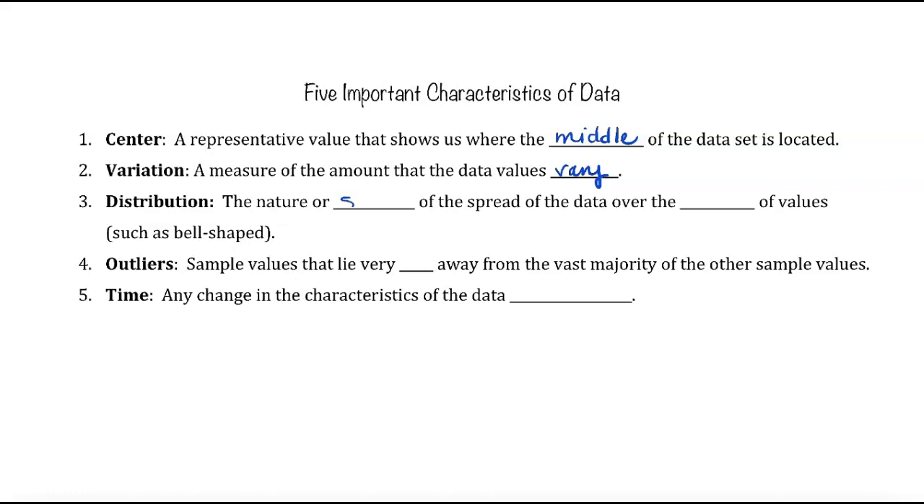Distribution is the nature or shape of the spread of the data over the range of values. One shape that you may have heard of before is bell-shaped, which we also call a normal distribution. Outliers are sample values that lie very far away from the rest of the data. And our last characteristic is any change in the characteristics of the data over time.